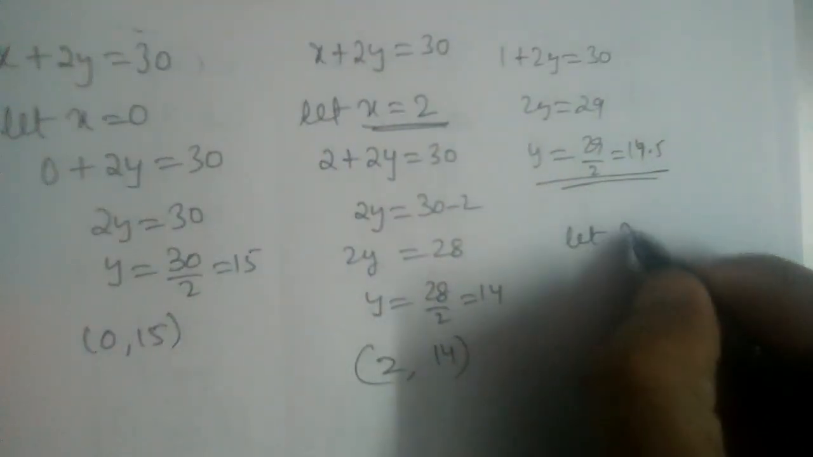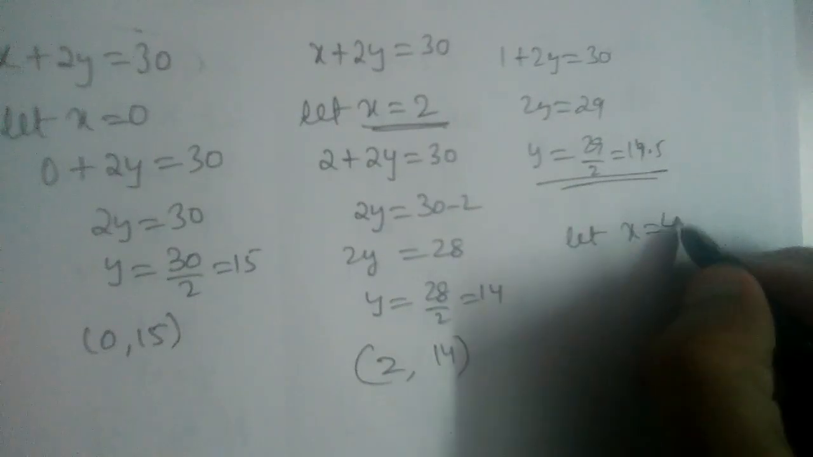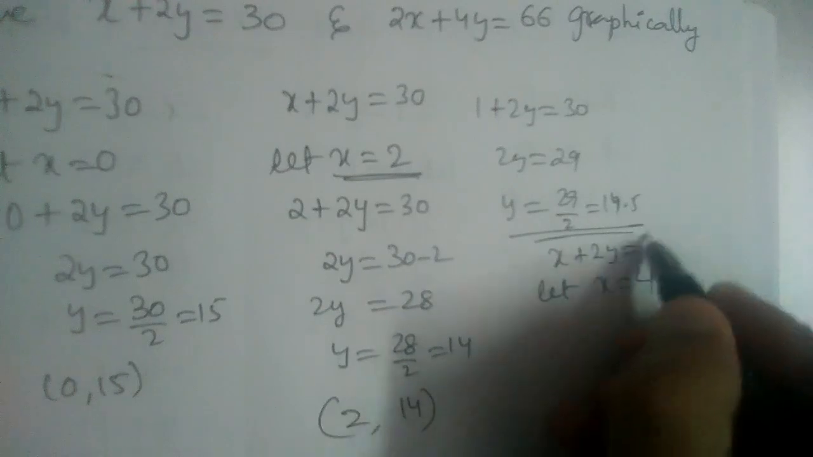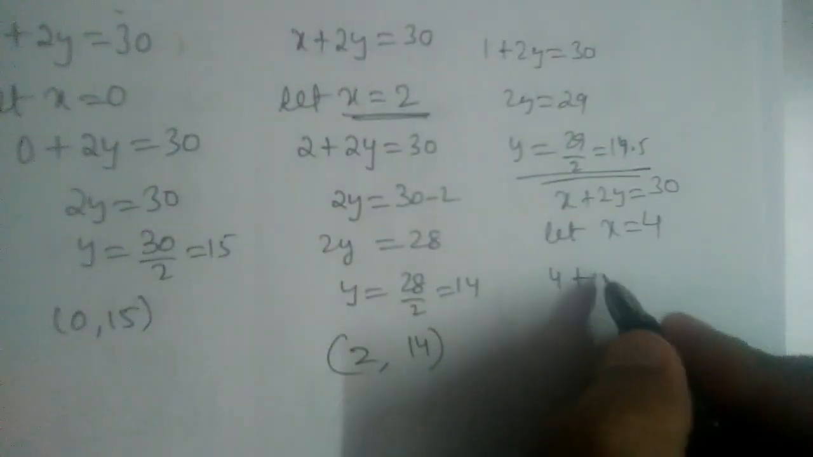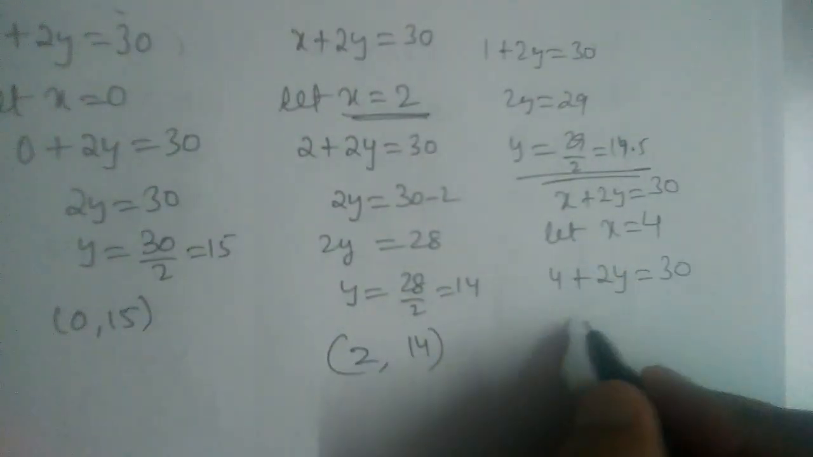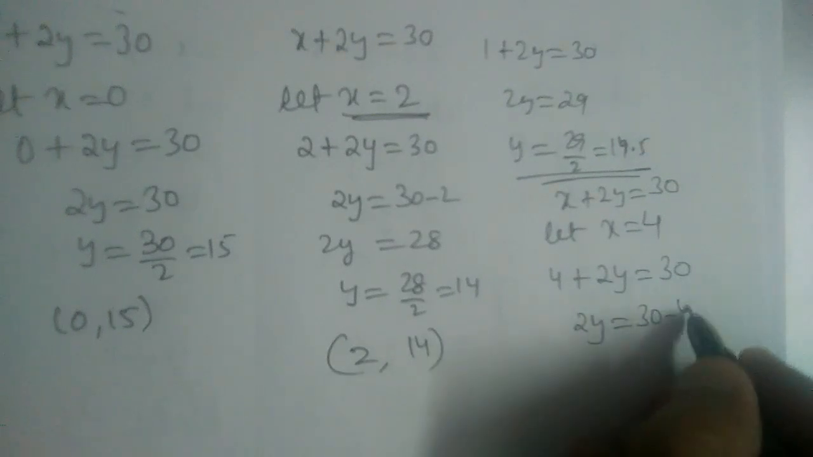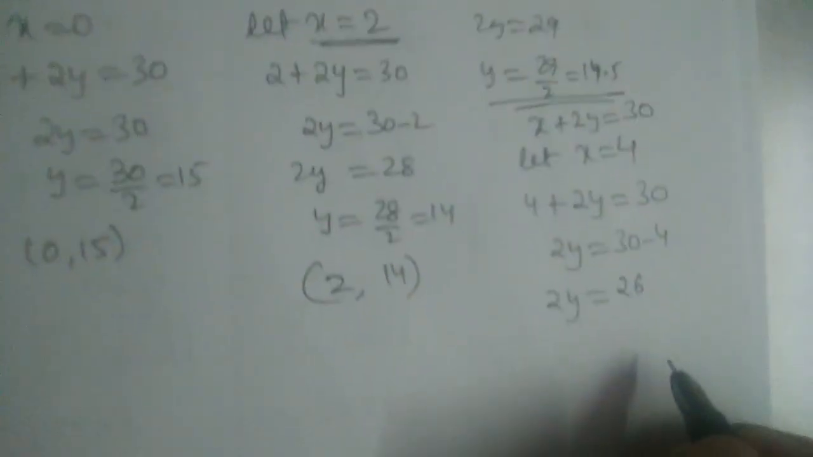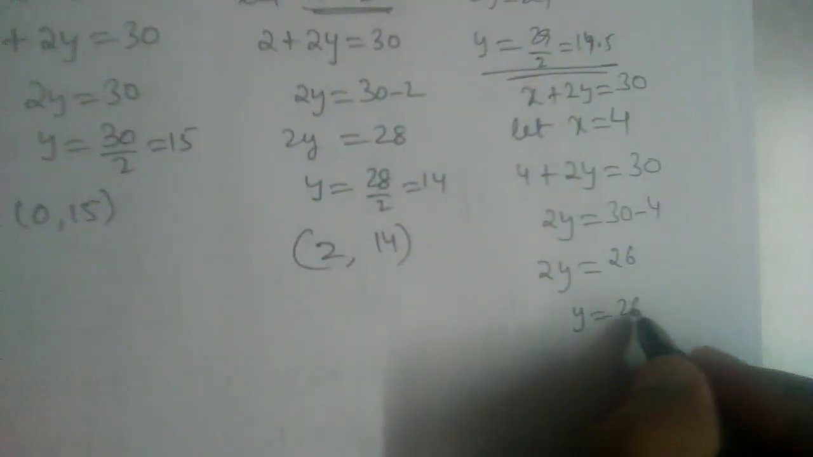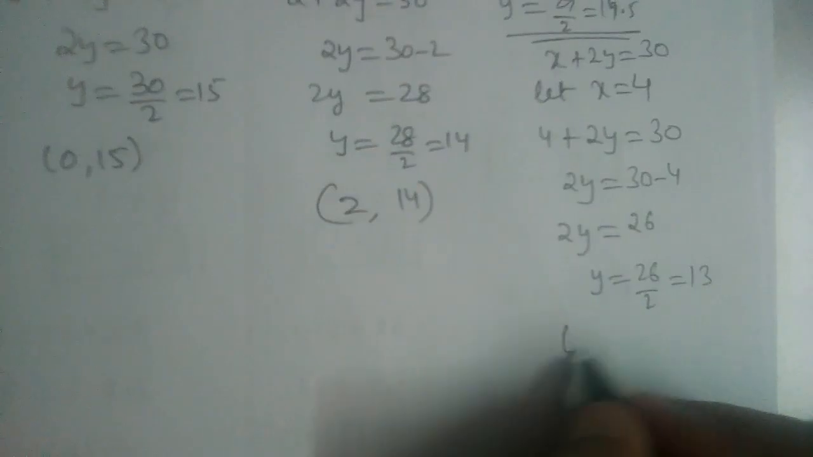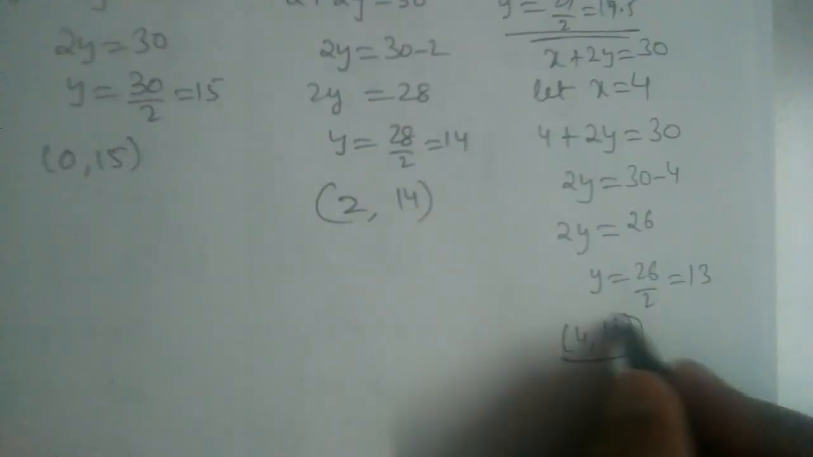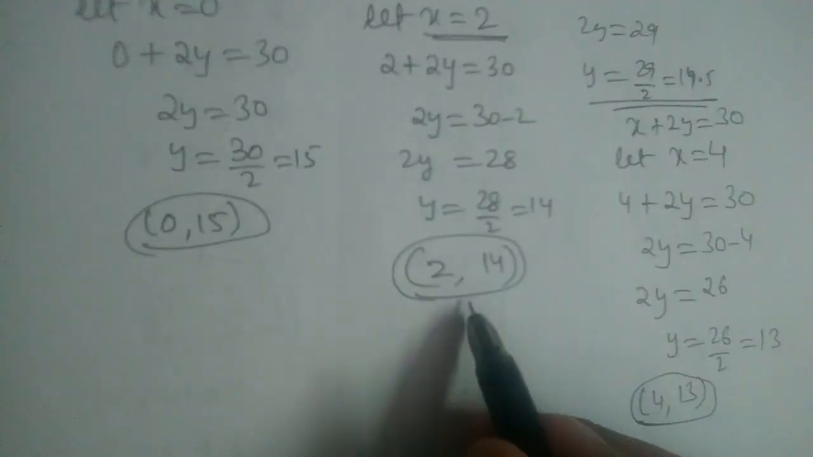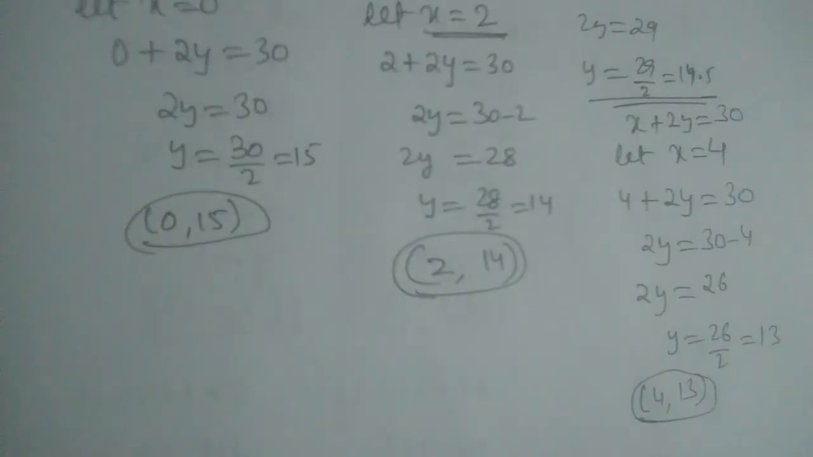Now let x is equal to, let us take 4. Okay, what was the equation? x plus 2y is equal to 30. So this will be 4 plus 2y is equal to 30. 2y is equal to 30 minus 4. So 2y will be equal to 26, right? So y will be equal to 26 divided by 2, 13. So this is 4 comma 13. So we got 3 points now, right? 0 comma 15, 2 comma 14, 4 comma 13. Let us plot this on the graph.